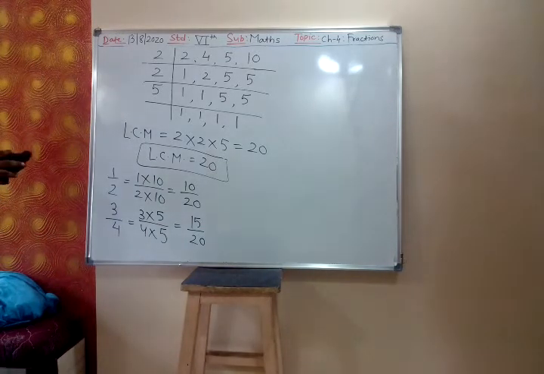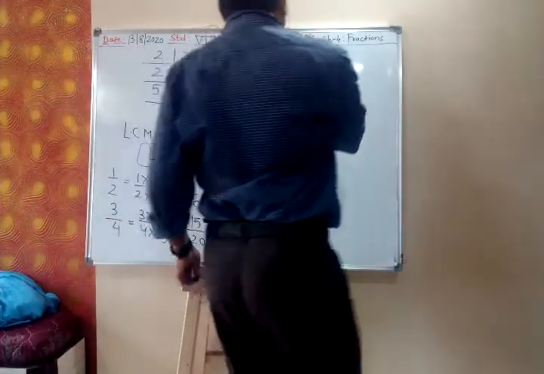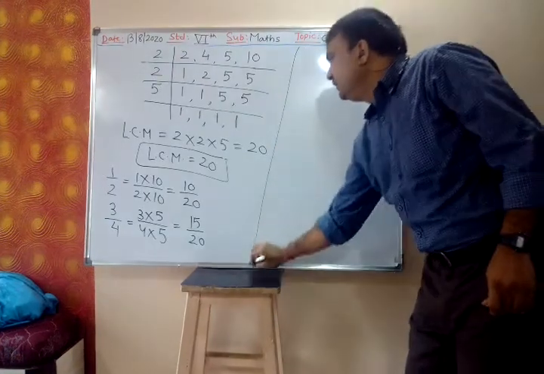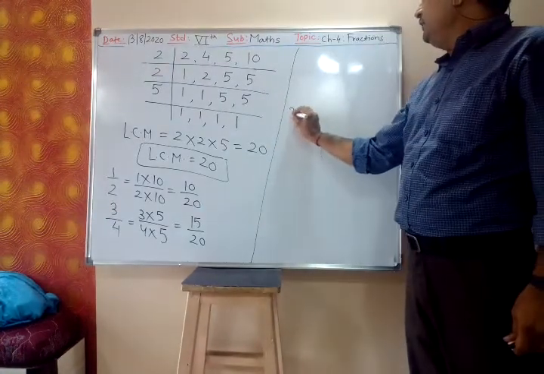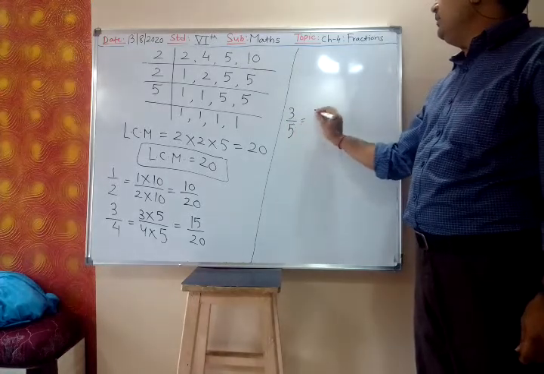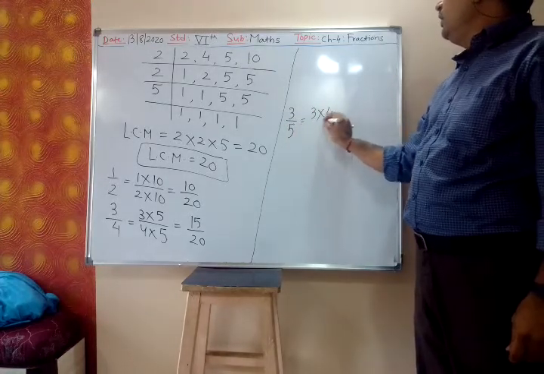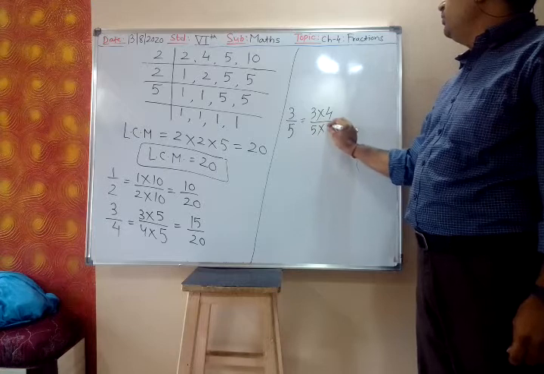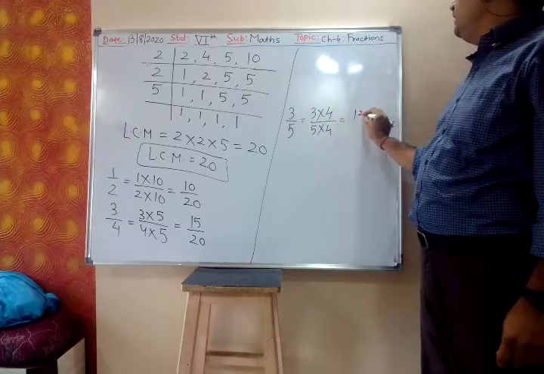Convert 3 upon 5 also. Now let me write this side. 3 upon 5, convert this into 20 denominator. Multiply and divide by 4. So 3 into 4 upon 5 into 4. That is 12 upon 20.